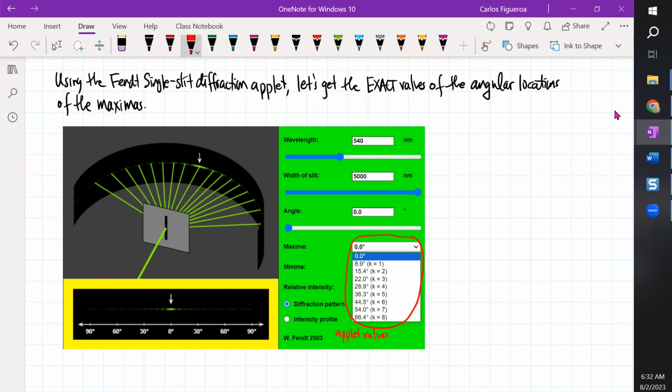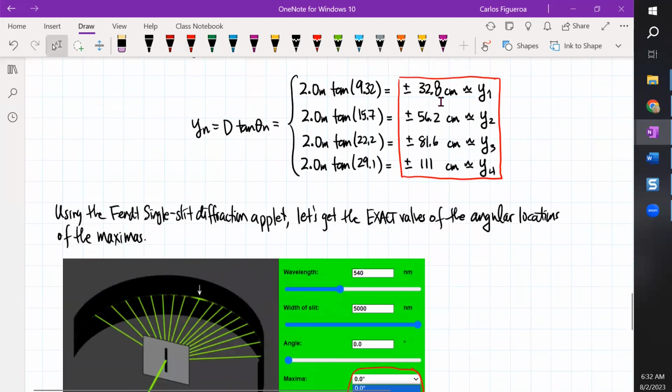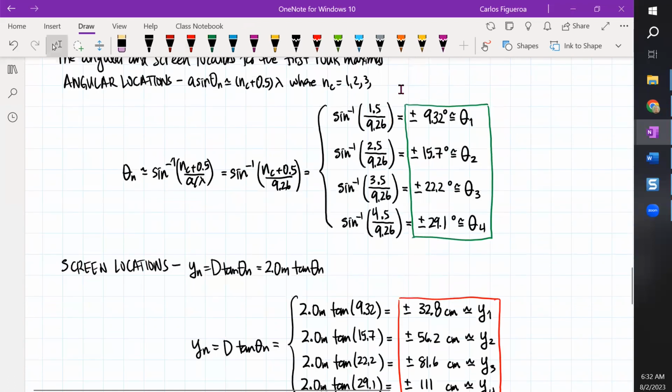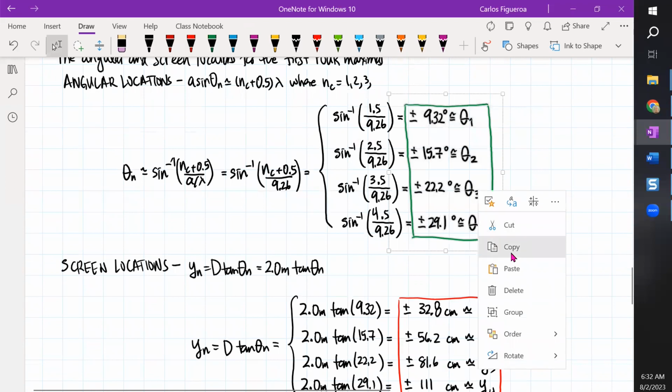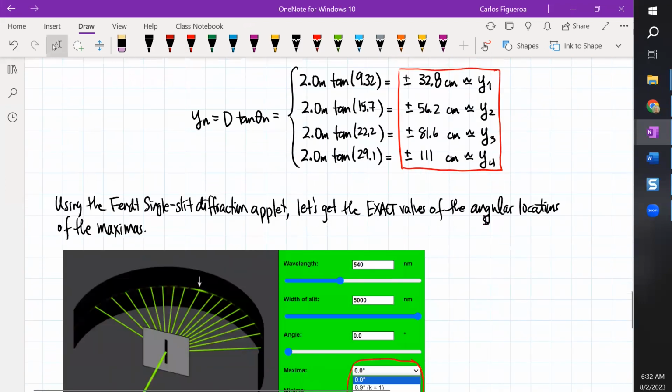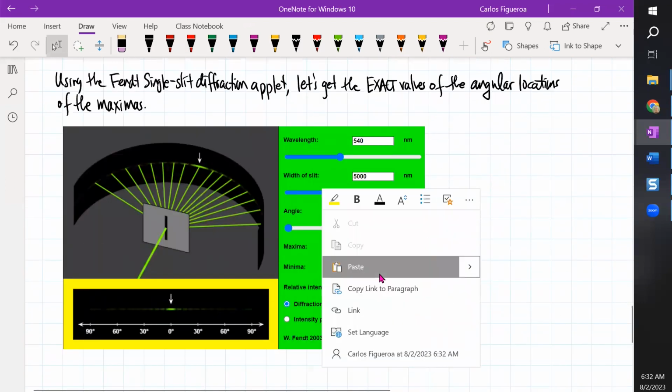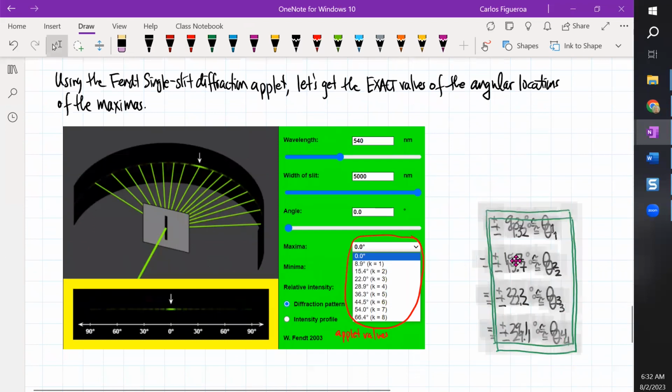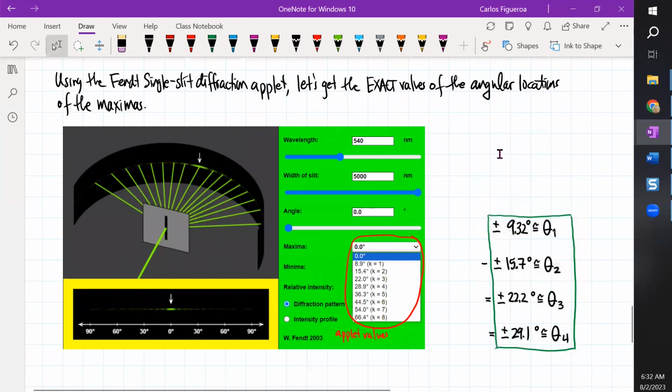And this one uses the actual value that you calculate using the very complicated integrals. These values that we have right here, these are the approximated values. Okay, so these guys right here, these are the approximated values.